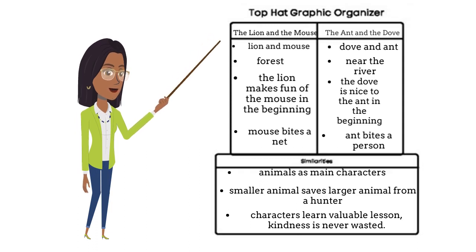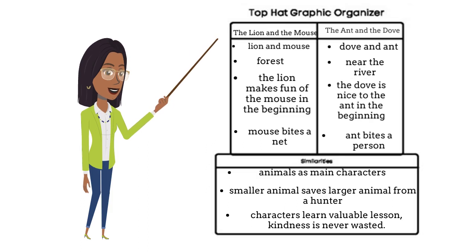Finally, let's take a look at the similarities. Both stories had animals as main characters. Another similarity is, in both stories, a smaller animal saves a larger animal from a hunter. Last, in both stories, the characters learn a similar valuable lesson: kindness is never wasted. The moral of both stories could also be, if you do good, then good will come to you.